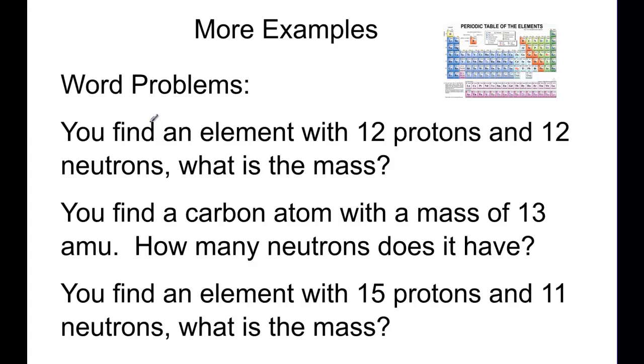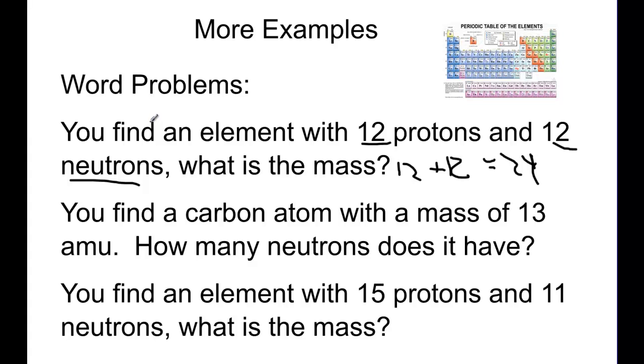All right, so more example problems. Let's try some word problems here. I'm just going to do one, and then you guys try and do the other 2. You find an element with 12 protons. So we know we've got 12 of those. 12 neutrons. Number 1, what's the mass? 12 protons, 12 neutrons. What is the mass? Well, that's simple. 12 plus 12 equals 24. So we have a mass of 24.